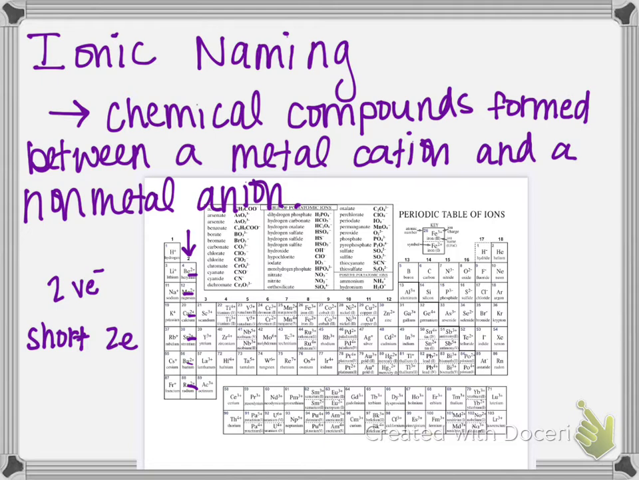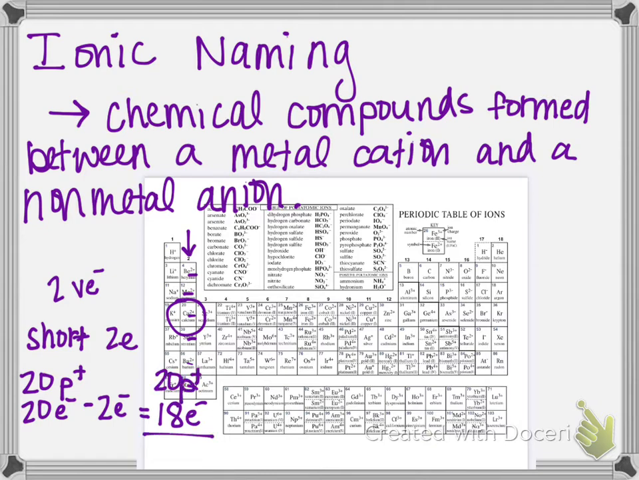So again, let's look at calcium here real quick. Calcium has 20 protons. It would normally, if it was neutral, have 20 electrons, but we said they're going to give away those 2 outermost ones, and that will leave them with 18 electrons. So if we have 20 protons and 18 electrons, that leaves me with a +2 charge, right? So that's how these are determined.